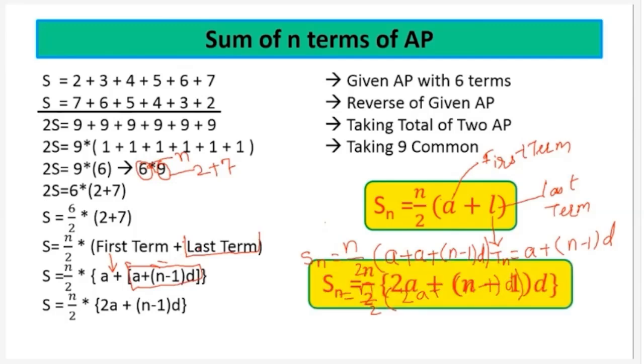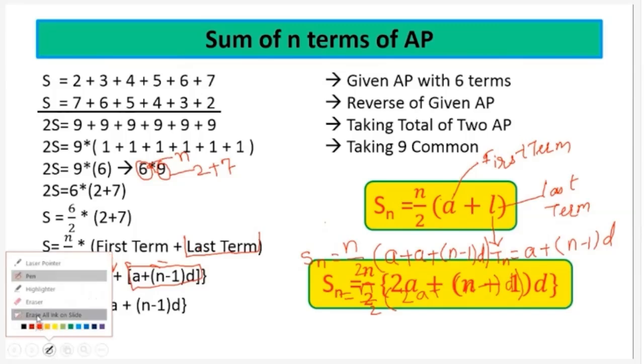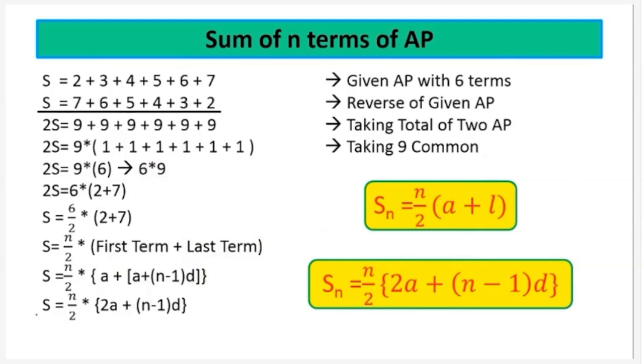That is another formula. Yes, I'll erase everything there. All marking, I'll erase. So these are the two formulas you have to remember. Actually, it's one formula only. This formula is n upon 2, a plus l. What here I am doing in the next formula? I'm using the formula of l and I'm making another formula. So Sn is another formula. Sn is equal to n upon 2 in bracket 2a plus (n minus 1)d.